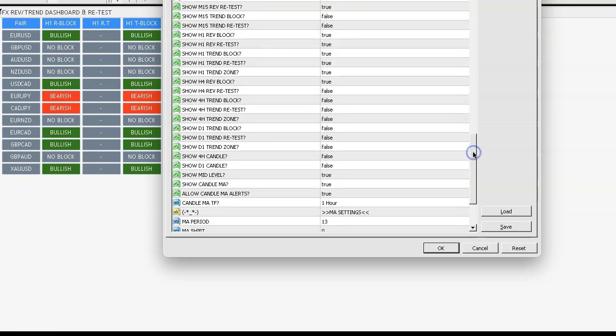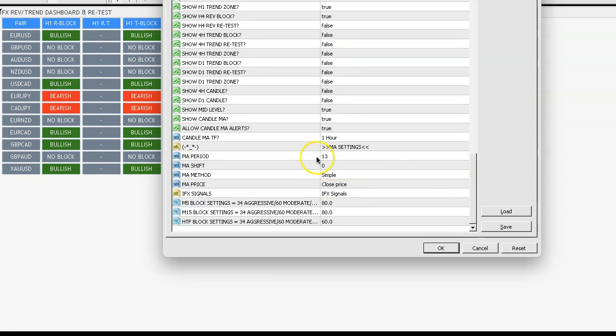And then at the end right here, we want to show the mid-level, and then here it says short candle MA. You're going to say true, and if you want to get an alert when the candle closes above or below the moving average, then you're going to set that to true. And here you're going to choose the 1 hour, which is the one that we're looking for, and then you're going to change the settings to 13 MA, right? And the higher time frame blocks, we're going to be using it at 60 on the settings.